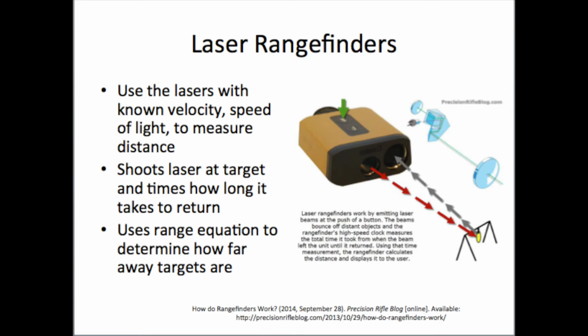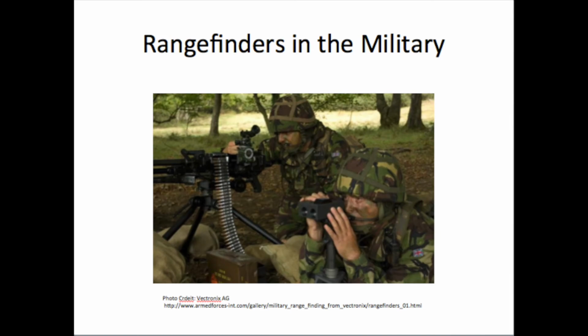The laser rangefinder is the best example of using the range equation in the real world. It works by shooting a laser with the known velocity of the speed of light at a target. The device times how long it takes the laser to rebound back to it. Using all of these known quantities, the rangefinder is programmed to tell the user how far away the target is. Laser rangefinders are mostly used in military and hunting applications. Soldiers and hunters commonly use these to help figure out how far away a target they are trying to hit is.